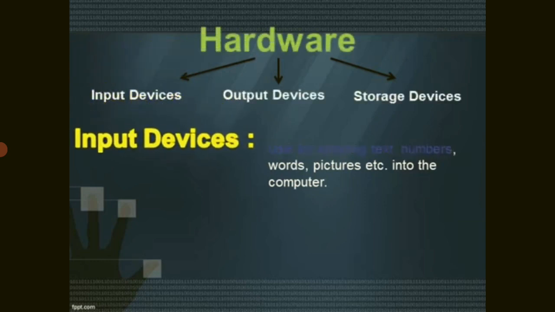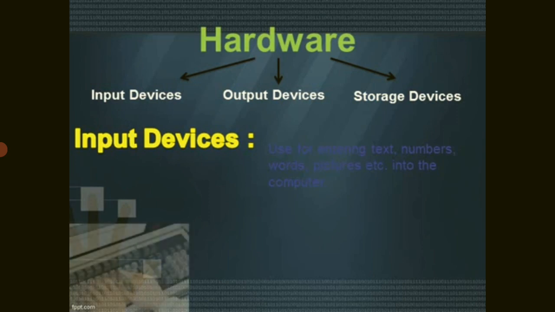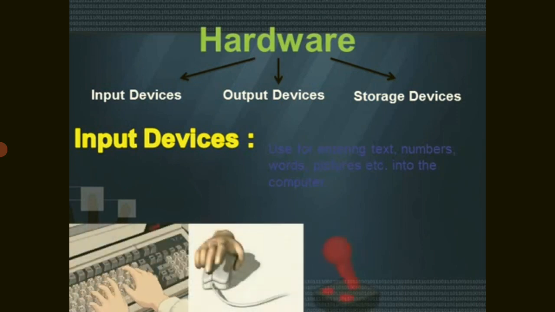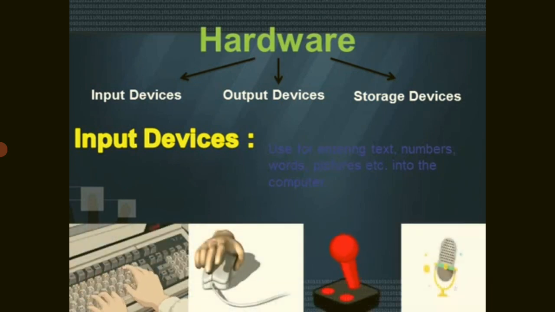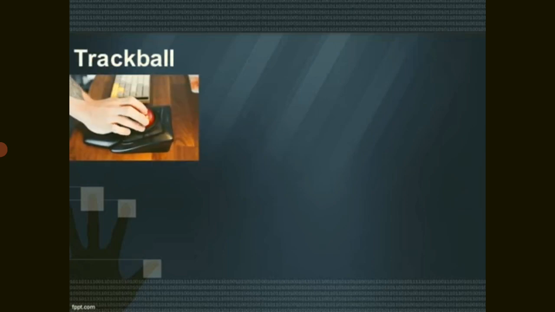Input devices. These are special types of hardware devices that are used to input words, numbers, sounds, or pictures into a computer. These are called input devices. Example, keyboard, mouse, joystick, microphone, etc. There are some more input devices. Number 1. Trackball. It has a ball on its top. To move the pointer on the screen, roll the ball with your finger.